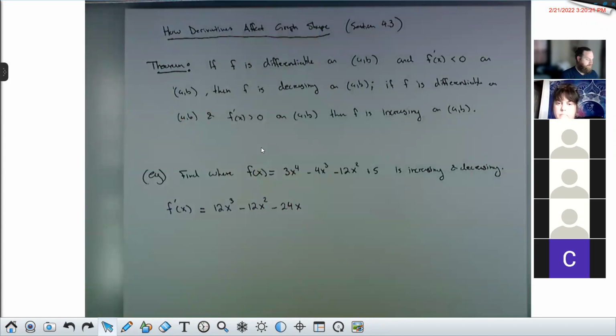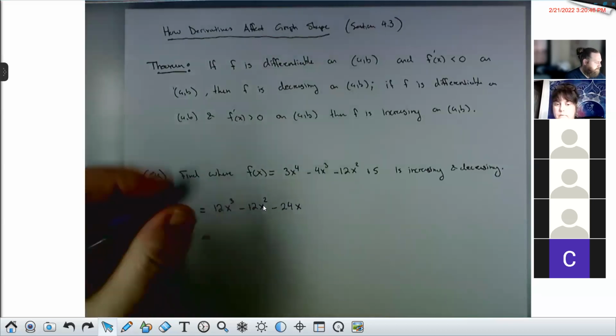And we want to solve simultaneously the two inequalities: this is greater than 0 and this is less than 0. And the rock star way to do that is to factor the thing, find those critical numbers, places where the derivative could change sign. That's really what's going on there. And then plot those on a number line.